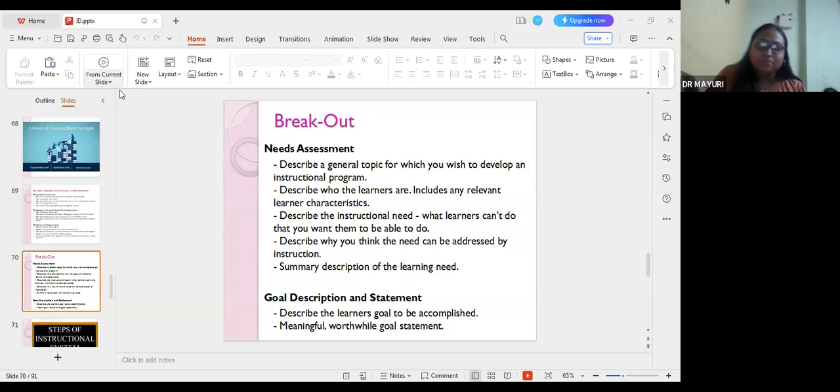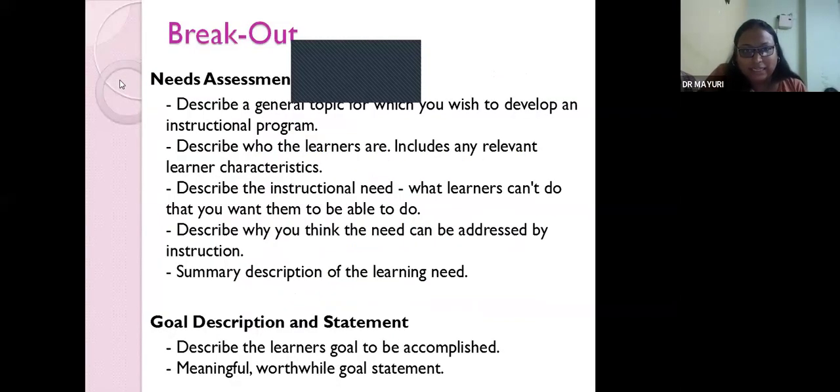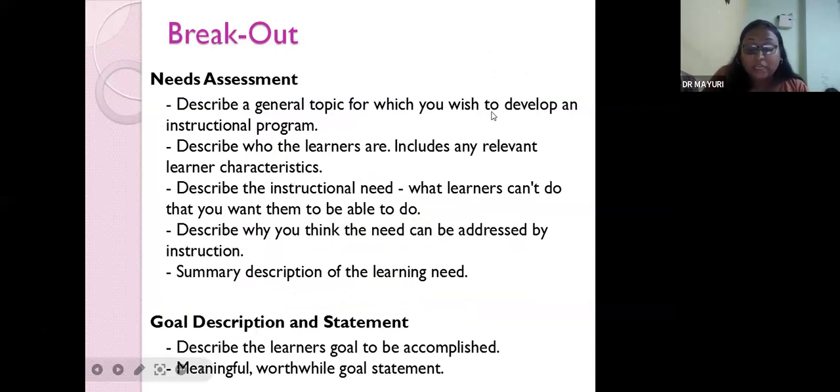Good afternoon, everyone. We are from team 2. So the need assessment. The first question is: describe a general topic for which you wish to develop an instructional program. The general topic we have selected is induction, for the manufacturing industry, and we would like to develop an instructional program for the new joinees. This is what we have decided, and the next question would be continued by Nidhi.